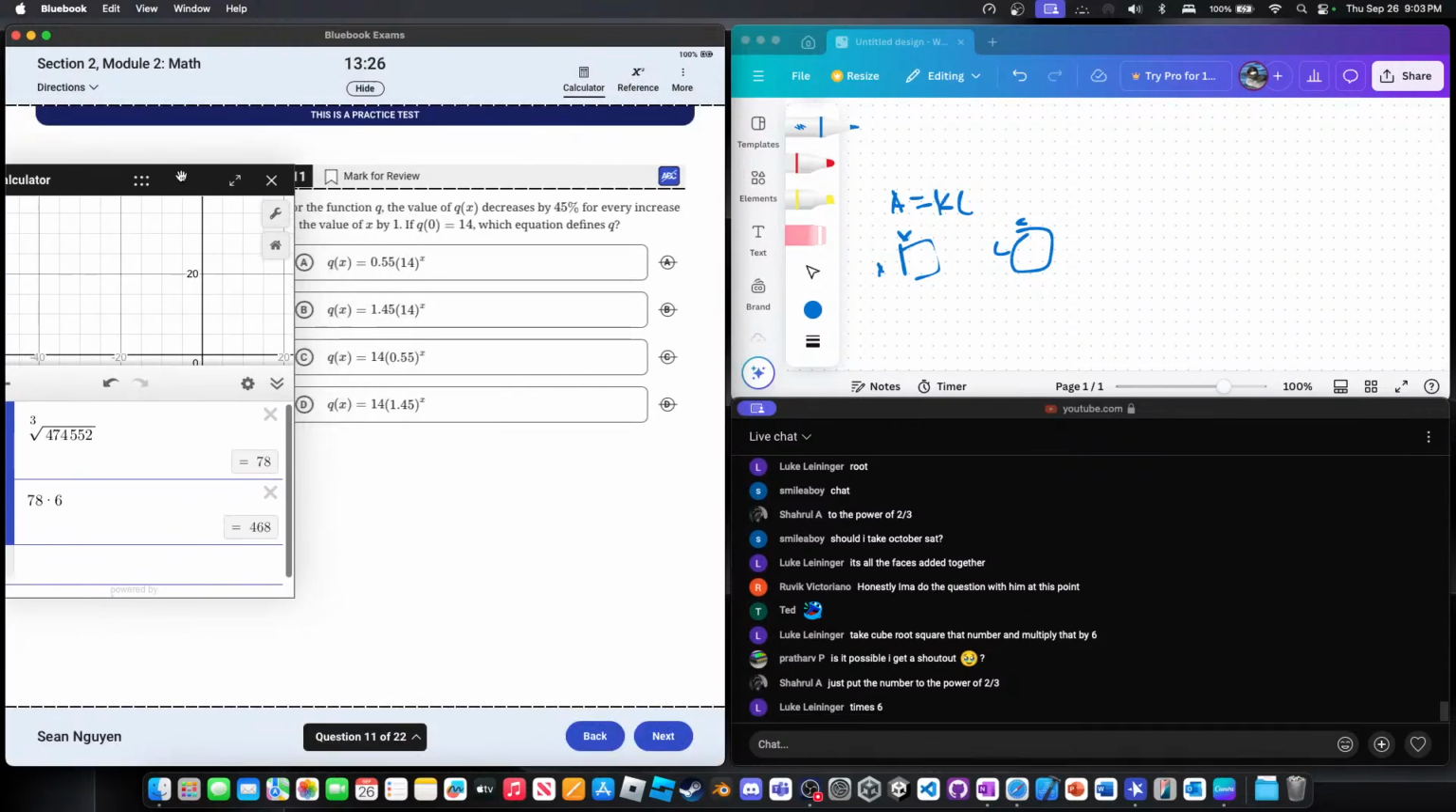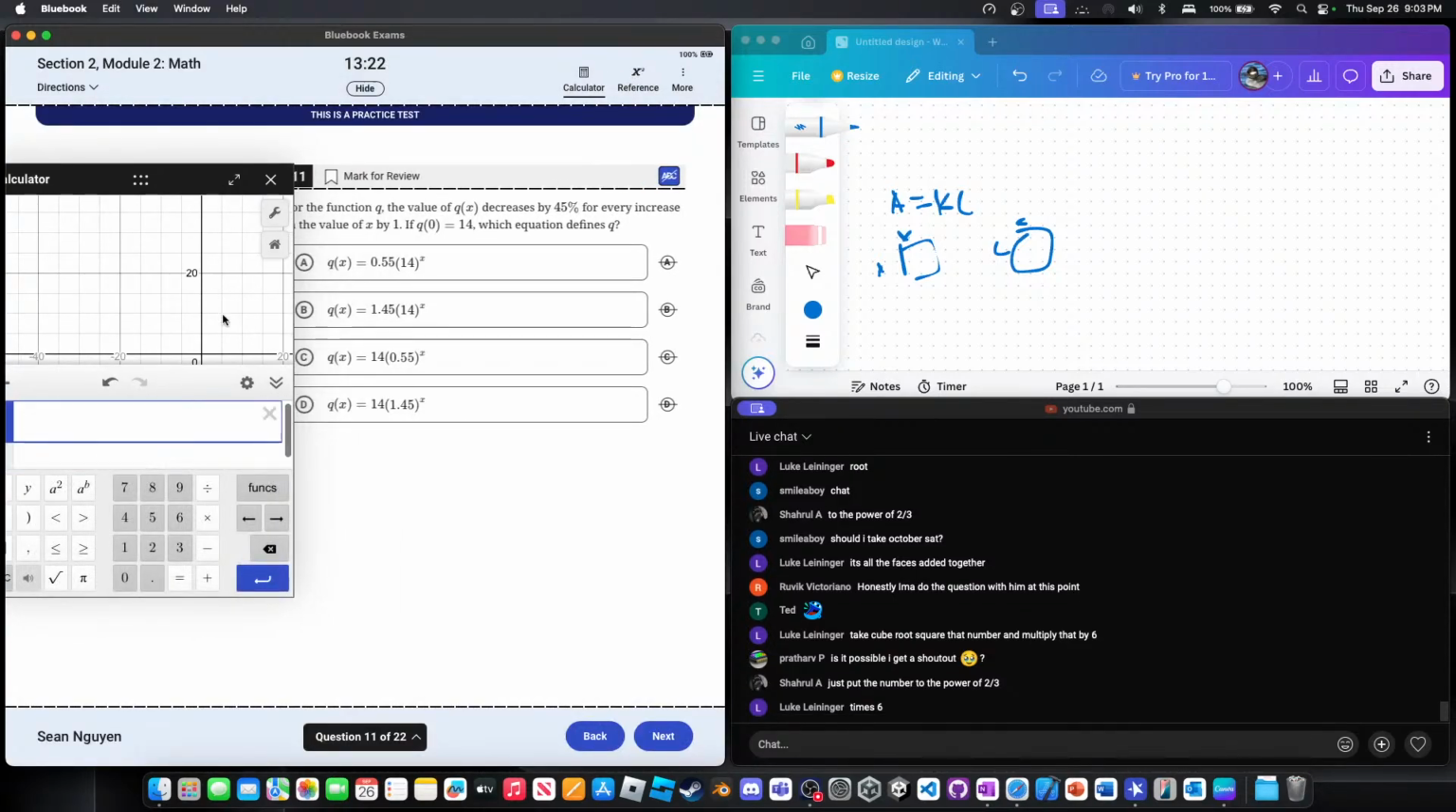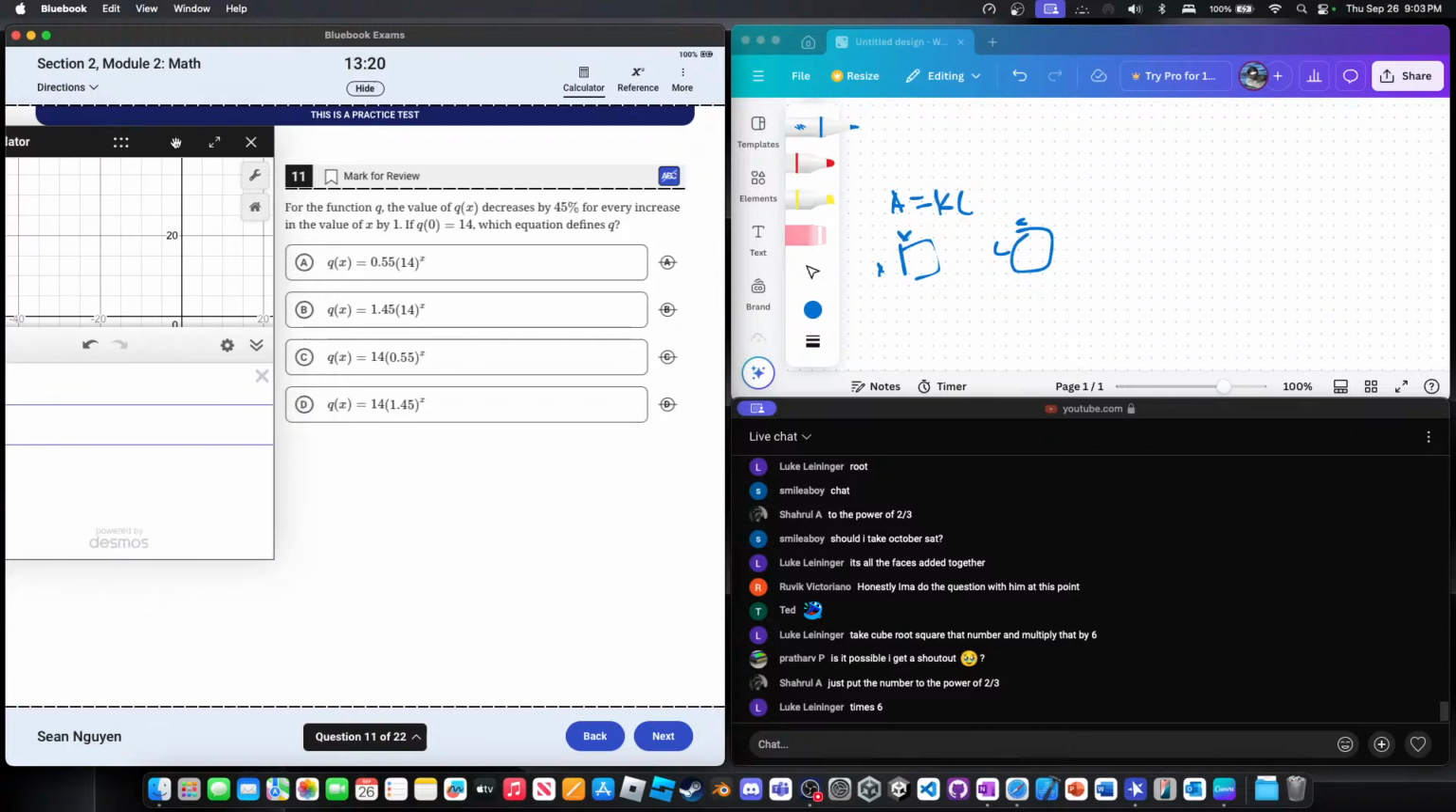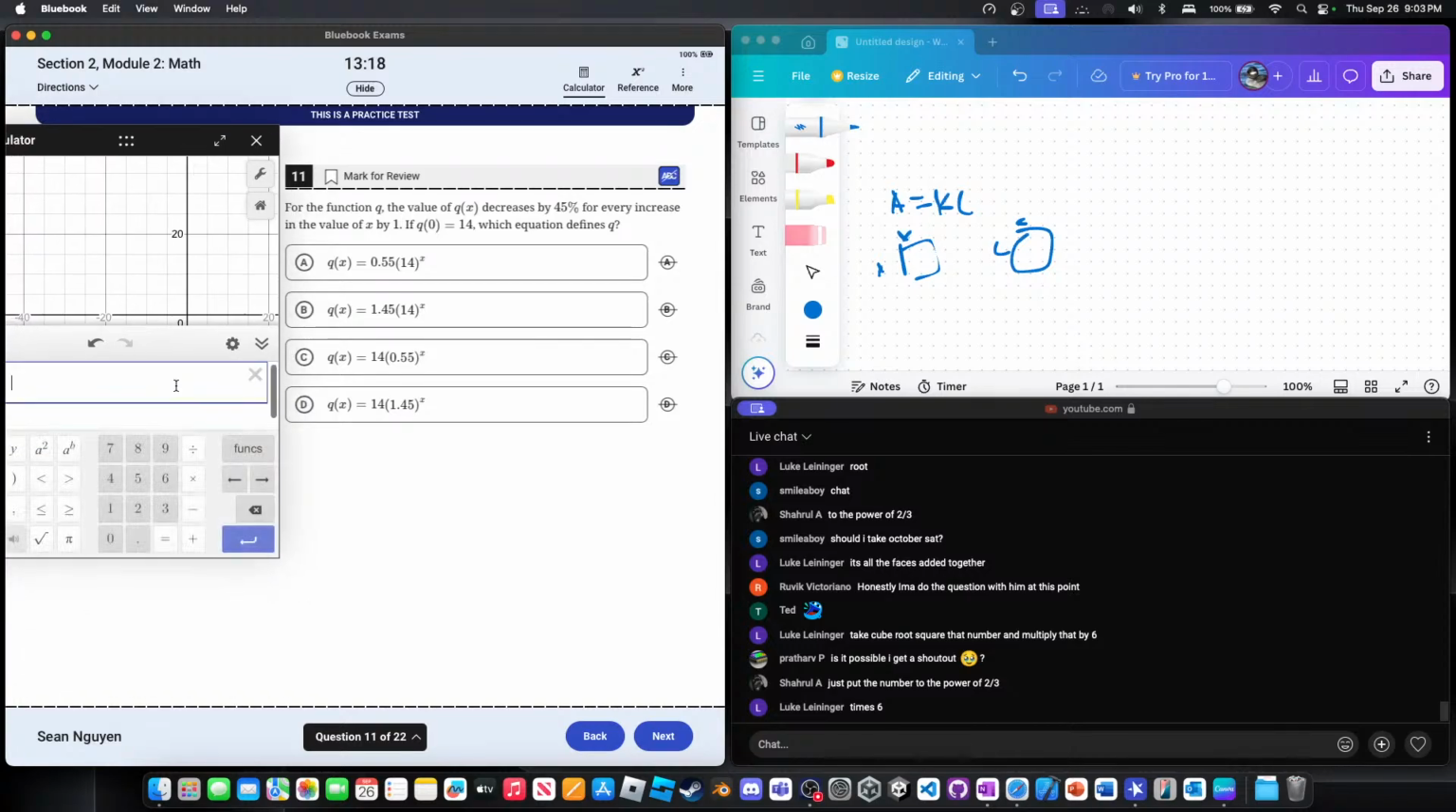For the function q, the value of q of x decreases by 45% for every increase in the value of x by 1.